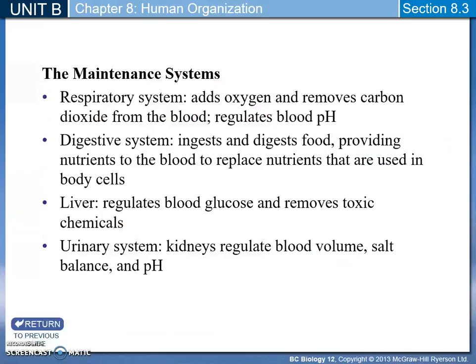So the maintenance systems then: the respiratory system adds oxygen and removes carbon dioxide from the blood, and also regulates blood pH. The digestive system ingests and digests food, providing nutrients to the blood to replace nutrients that are used in body cells. The liver regulates blood glucose and removes toxic chemicals. In the urinary system, the kidneys regulate blood volume, salt balance, and pH.